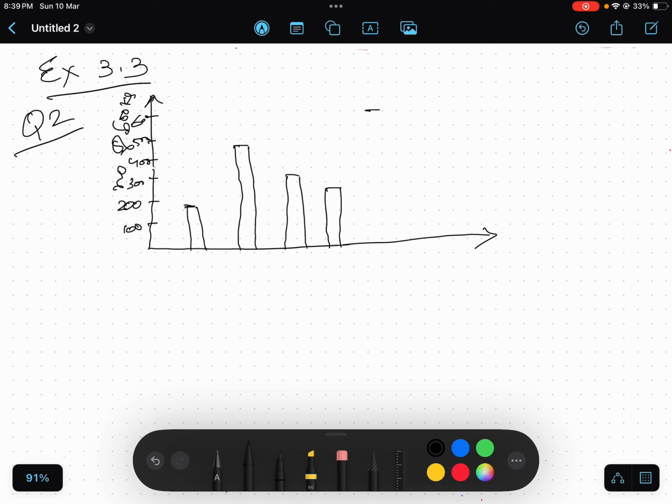I finished my graduation in 1993. Okay. I'm just drawing it without using a ruler. So the figures are funny.